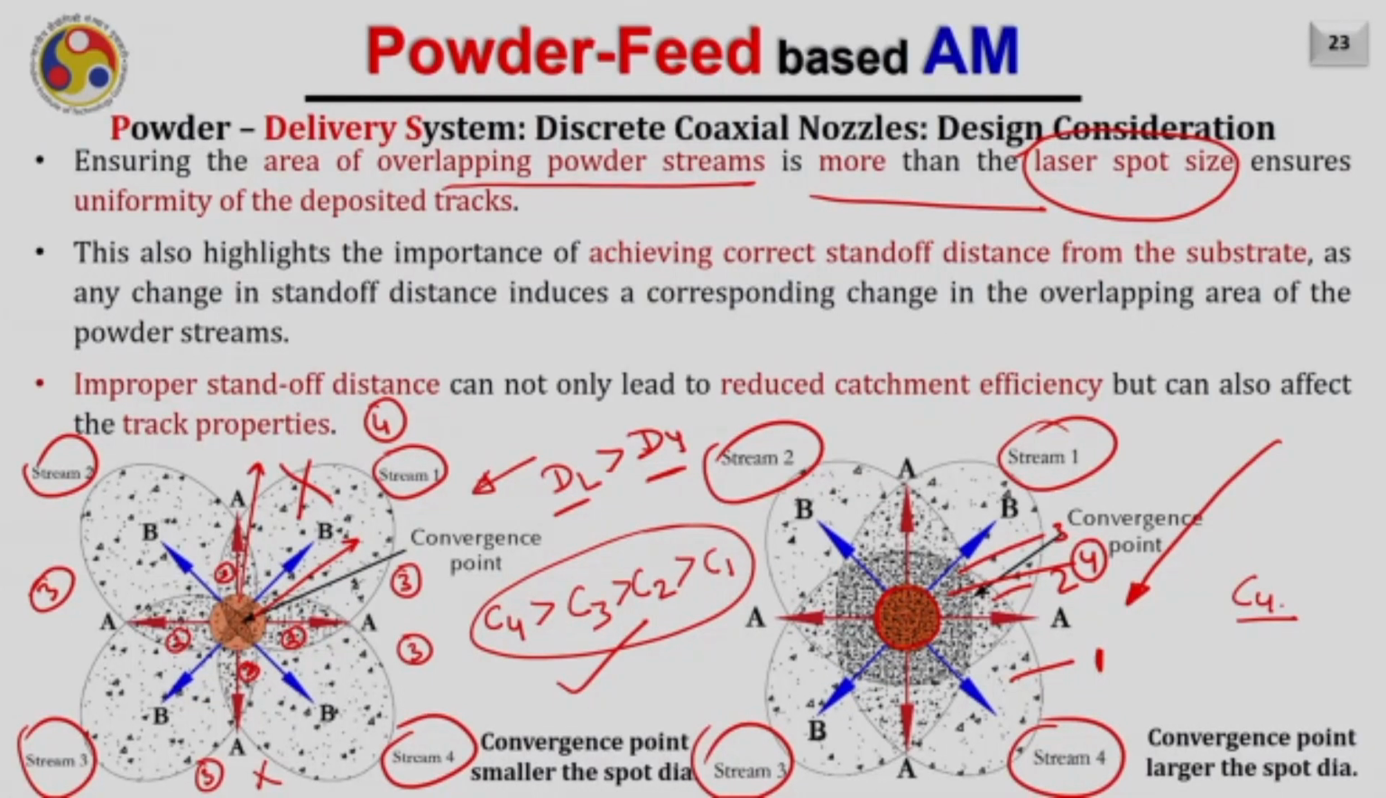Also, it is not only important to achieve omnidirectionality, it is also important to achieve the correct standoff distance from the substrate. For example, any change in the standoff distance induces a corresponding change in the overlapping area of the powder streams. It can be observed here. If I change it minutely, for example, if the standoff distance is changing slightly, I have enough area surrounding this laser spot diameter which corresponds to zone 4 where all four powder streams are merged.